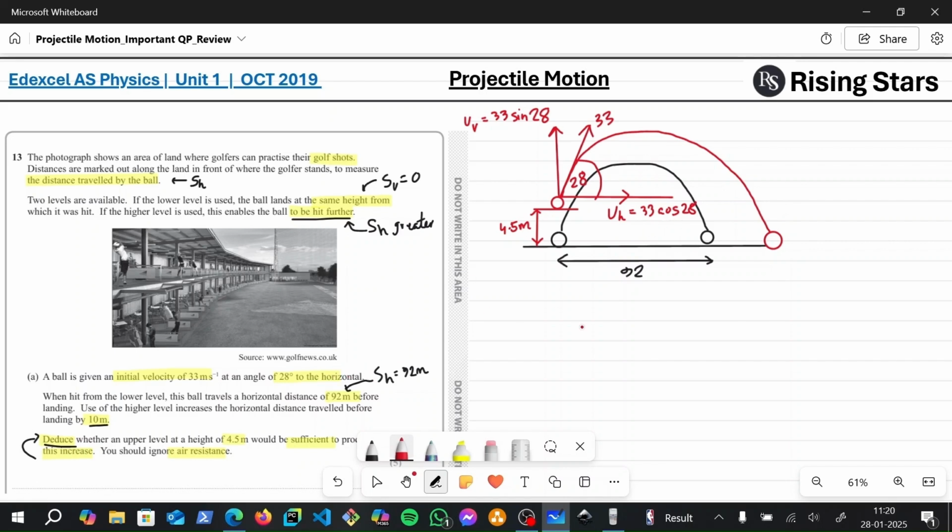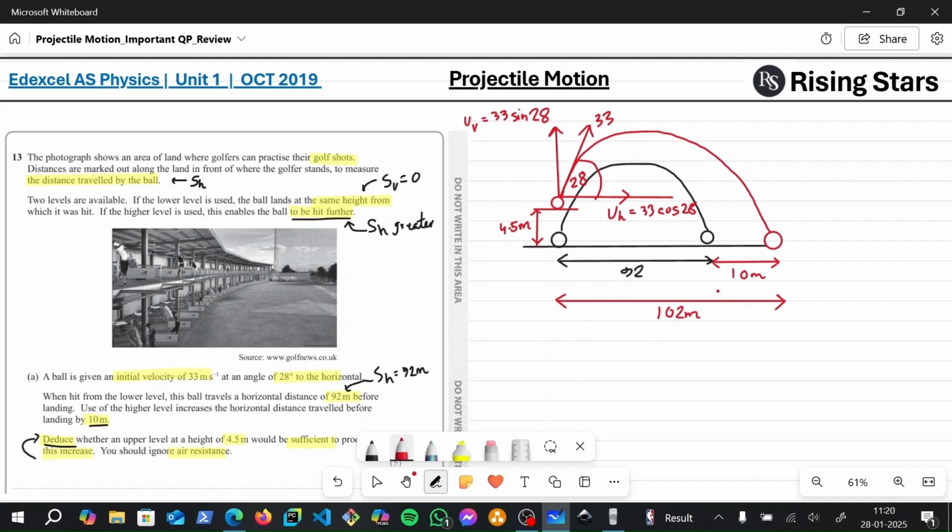And then the golfer claims that if the ball is hit from the higher level, it will land farther away, and that extra distance traveled horizontally they claim to be 10 meters. So this distance is 10 meters, which basically means that the horizontal displacement, or the range, of the ball hit from the higher level in total is 102 meters.